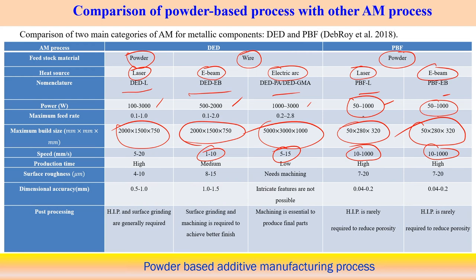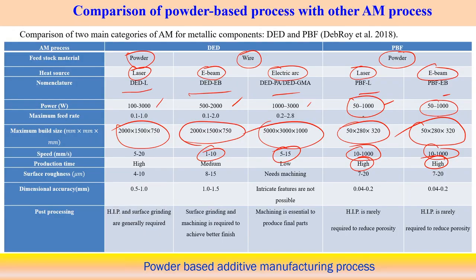Production time for powder based DED is high, but for wire based it is usually low. In powder bed fusion, production time is usually high in all these cases. So we see that production time when handling the powder based system is relatively high, but in the wire based system it is relatively low, because in powder based systems we try to achieve very good surface roughness and manufacture complex and very precise components.